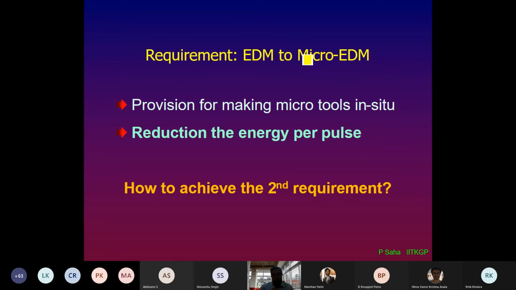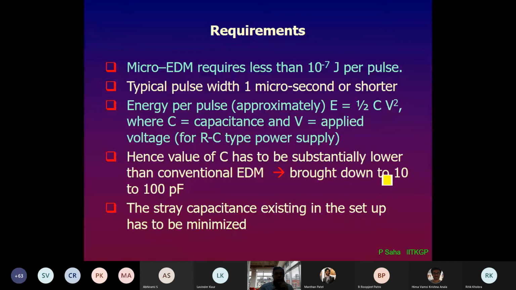Now the second requirement, for going from EDM to micro EDM, is the reduction of energy per pulse. How can you reduce the energy per pulse? So how to achieve the second requirement? In micro EDM, the requirement is to use less than 10 to the power minus 7 joules per pulse, and the typical pulse width will be around 1 microsecond or shorter.